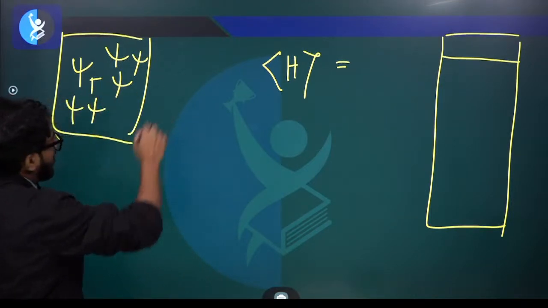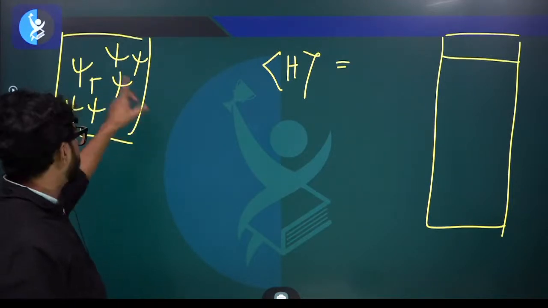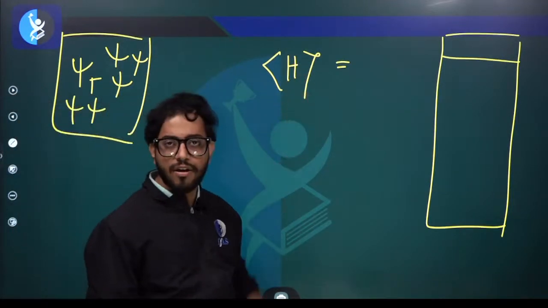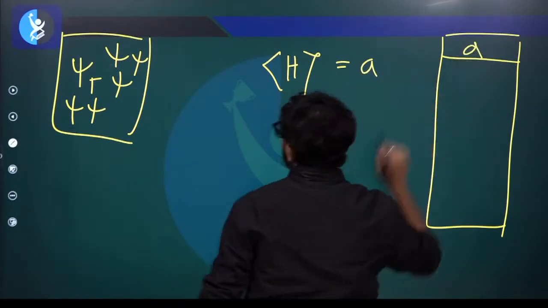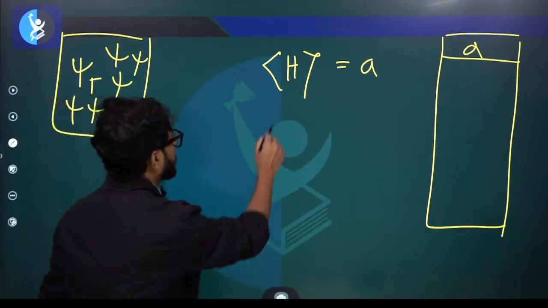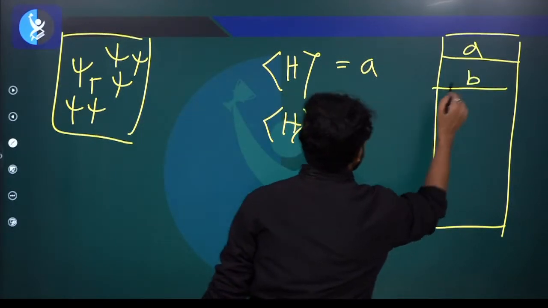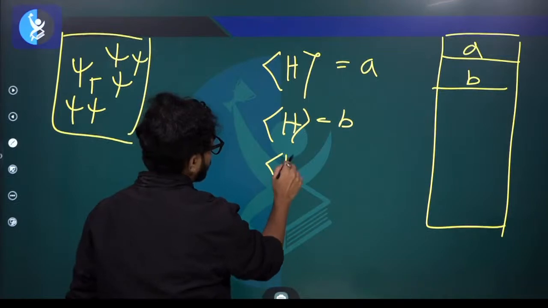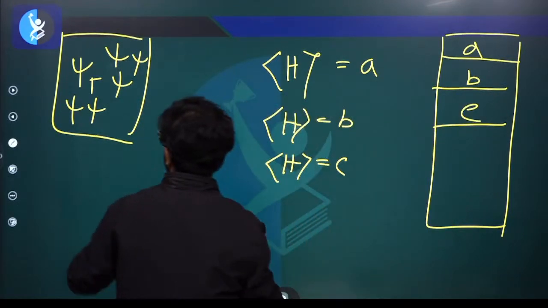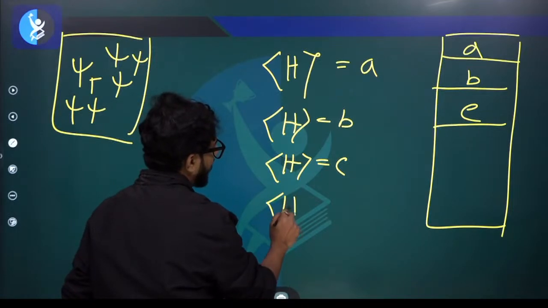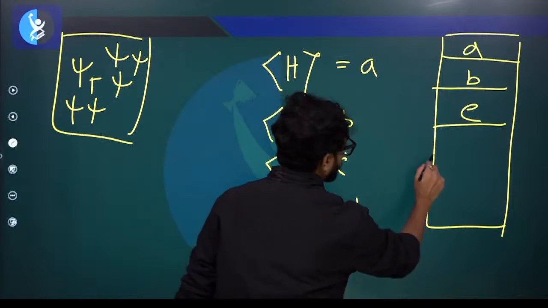So what will the software do? There are lots of trial wave functions. It will take a trial wave function and calculate the expectation value of H, and whatever value it gets, suppose A, it will write A. Then it will take another trial wave function, calculate the expectation value of H, and if it gets B, it will write B in the table. Then C, then D, each time writing the value in the table.